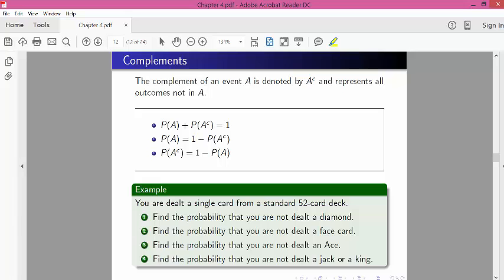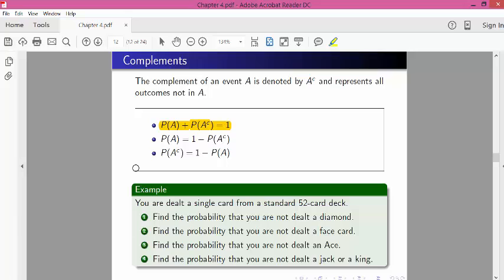Okay, and what are the rules? The probabilities of two events that are complements must add up to 1. You either have one or the other. And this rule right here is really the same thing as these two right here, right? So you just rearrange it. P of A is 1 minus P of A complement, and the other way around.